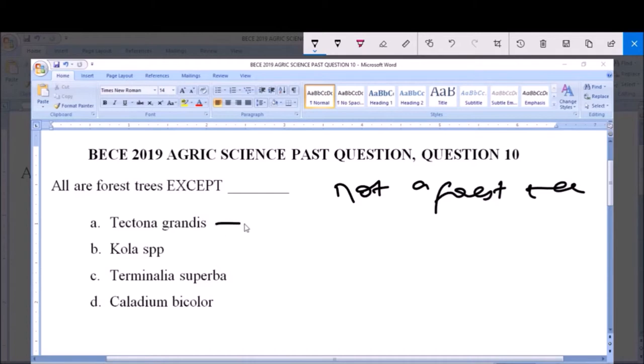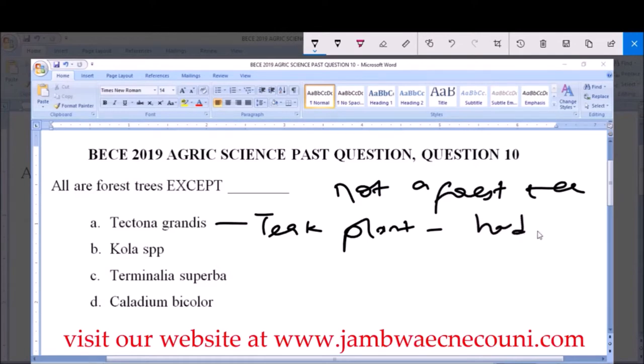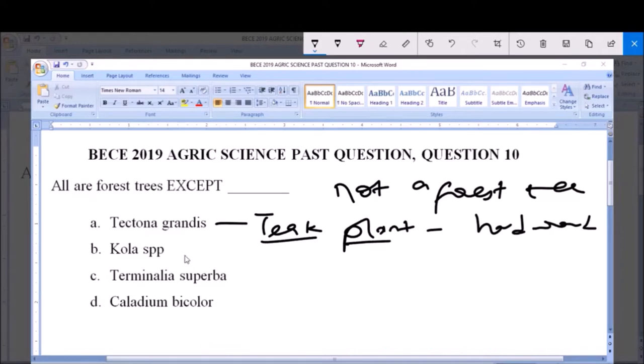Now A here says Tectona grandis. The common name for this plant is teak, and this plant is a hardwood. You find it in the tropical forest. Now B here says Cola spp. This is the normal cola nut plant, the plant where cola nuts are gotten from, and this plant is also a forest plant. You find it in the tropical forest.